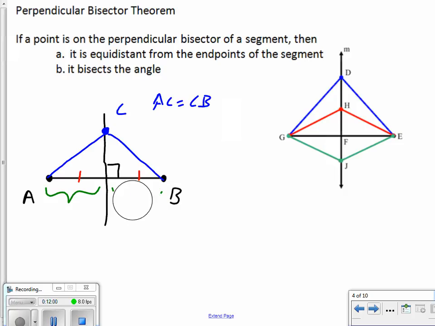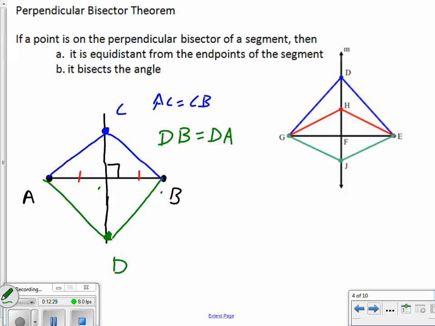Let me get rid of these. Give myself a little more room to work with. Let's try another one in green. Down here, call this one D. Again, because D is on this perpendicular bisector, D to B is exactly the same as D to A. DB equals DA.